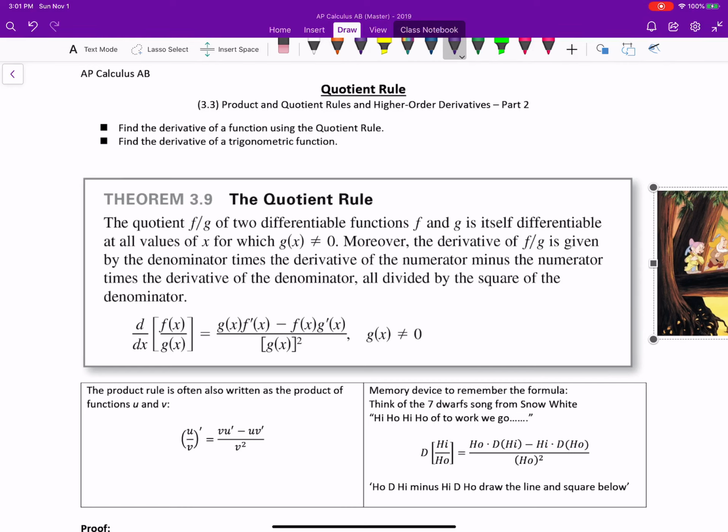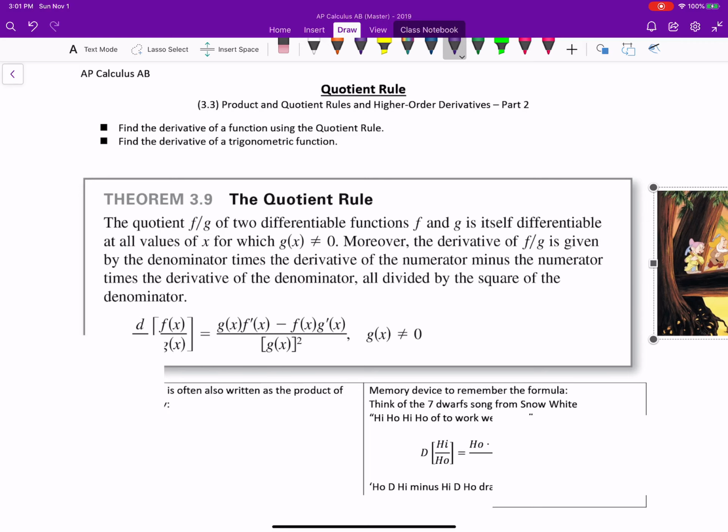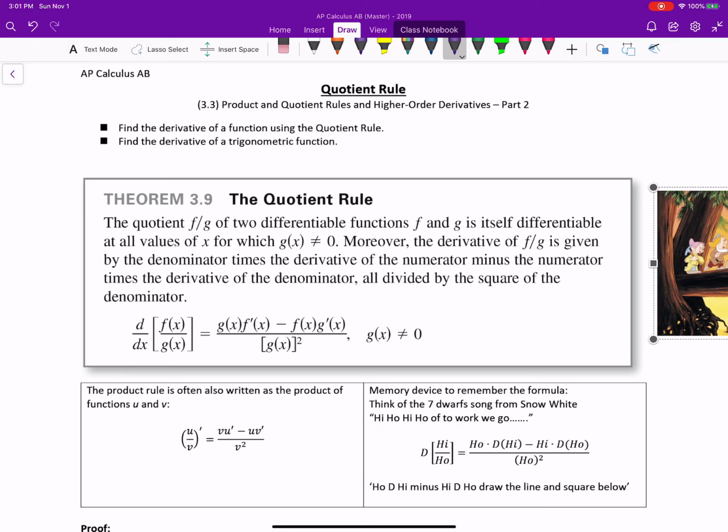Okay, so the quotient rule. We just did the product rule. The product rule is how we take the derivative of the product of two functions. Now we want to take the derivative of the quotient of two functions, because a lot of times we don't just have one function, we have multiple functions involved. So how do we address that?